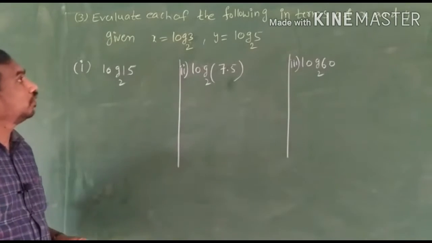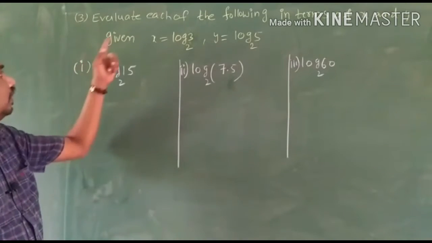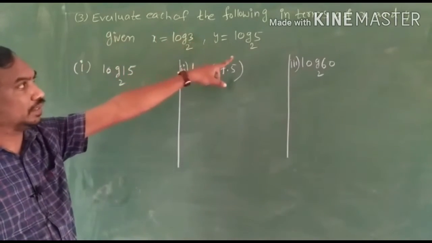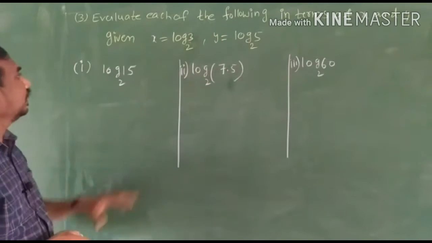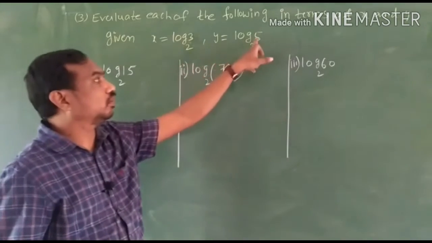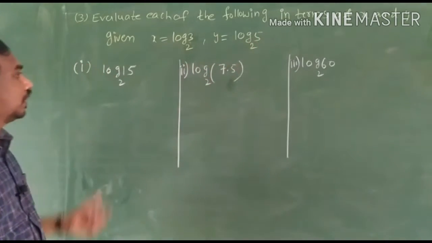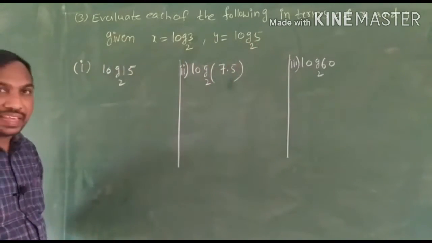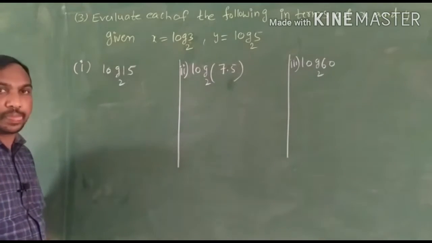Now we will solve the third question. Given, evaluate each of the following in terms of x and y. Given x equal to log 3 base 2, y equal to log 5 base 2. ఇక్కడ ఉన్న ప్రాబ్లమ్స్ అన్నింటినీ కూడా మనము x and y ఫామ్ లోకి చేంజ్ చేయాలి.